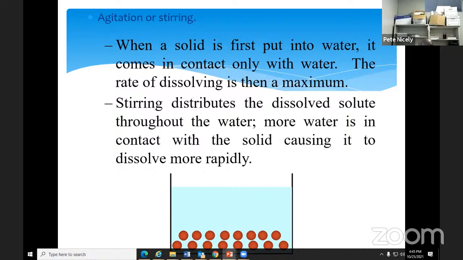But stirring, as I said before, increases the contact between the solute and the solvent. And therefore, that would increase the rate of dissolution more, and therefore, the solid will dissolve more rapidly in the solvent. Okay, so that's what happens when you stir it. The rate of dissolution increases.